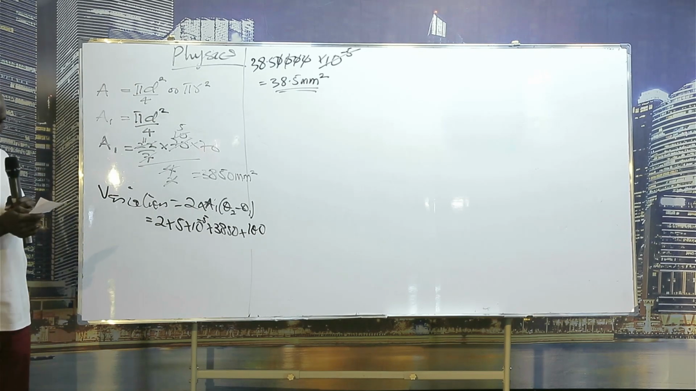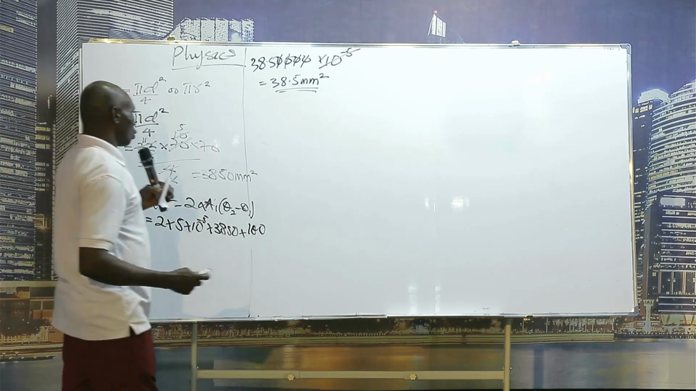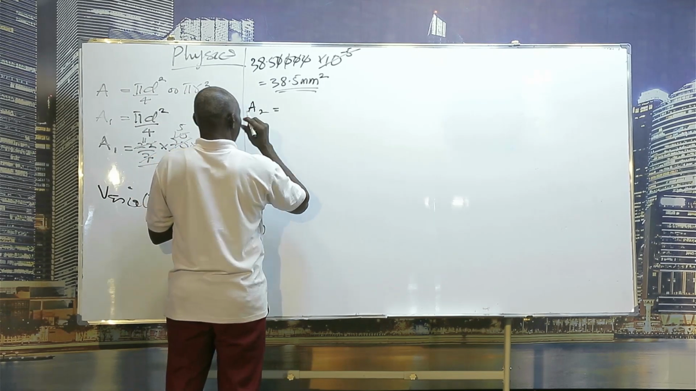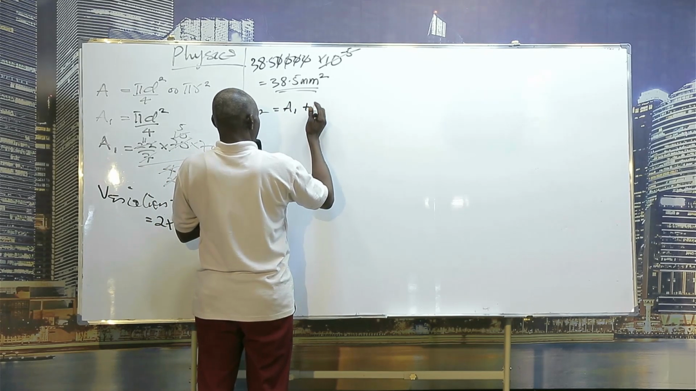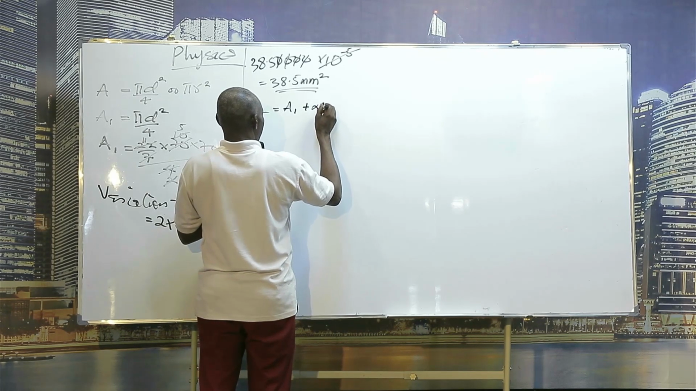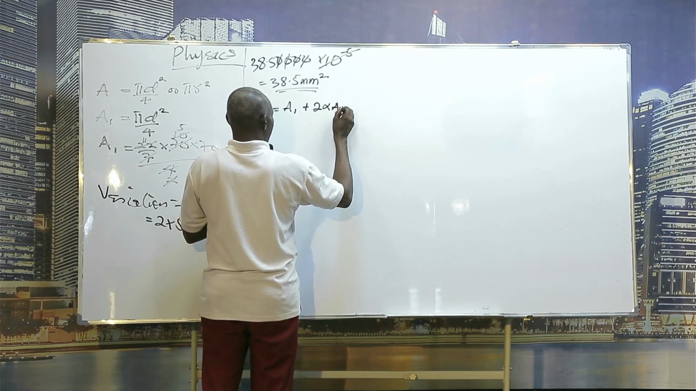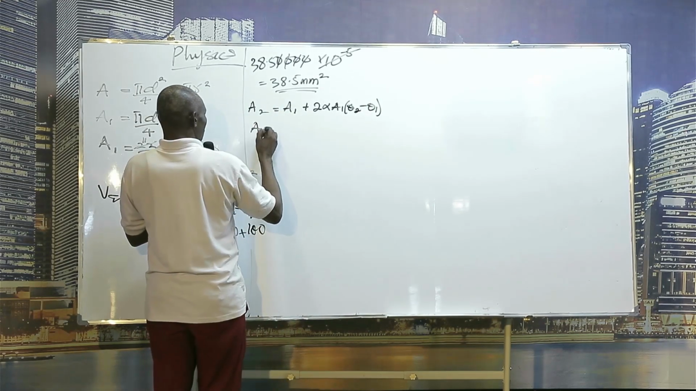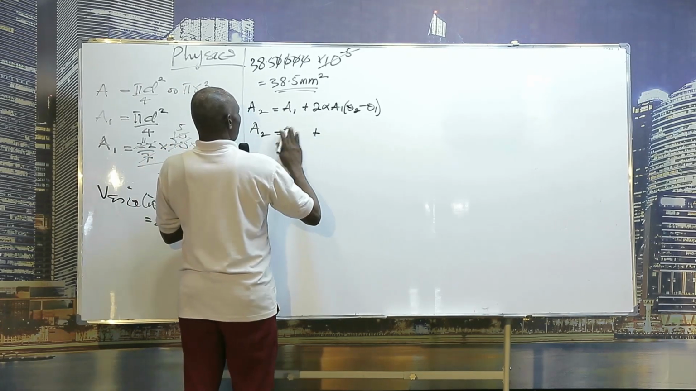They said final area. So for final area, what are we going to do? We now say A2 is equivalent to what? A1 plus variation. That is A1 plus alpha A1 change in temperature. This is our A2.